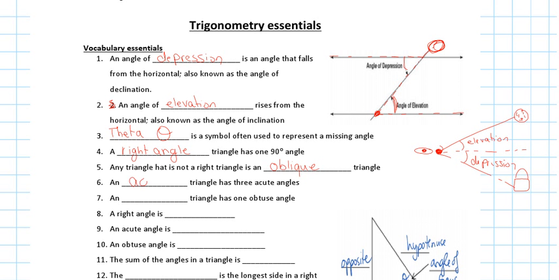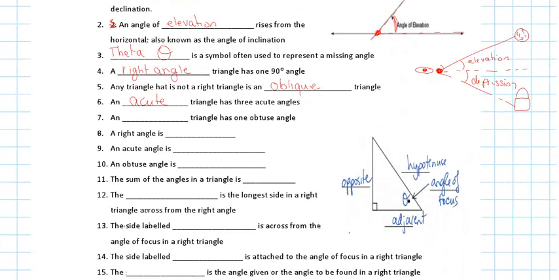Acute means what? What does acute mean? You know? Less than 90. So an acute angle is less than 90 degrees.